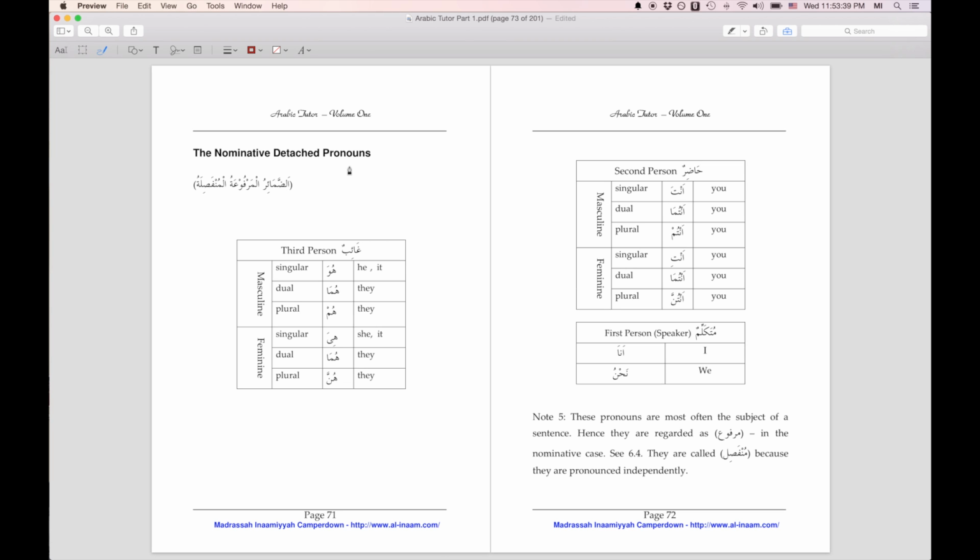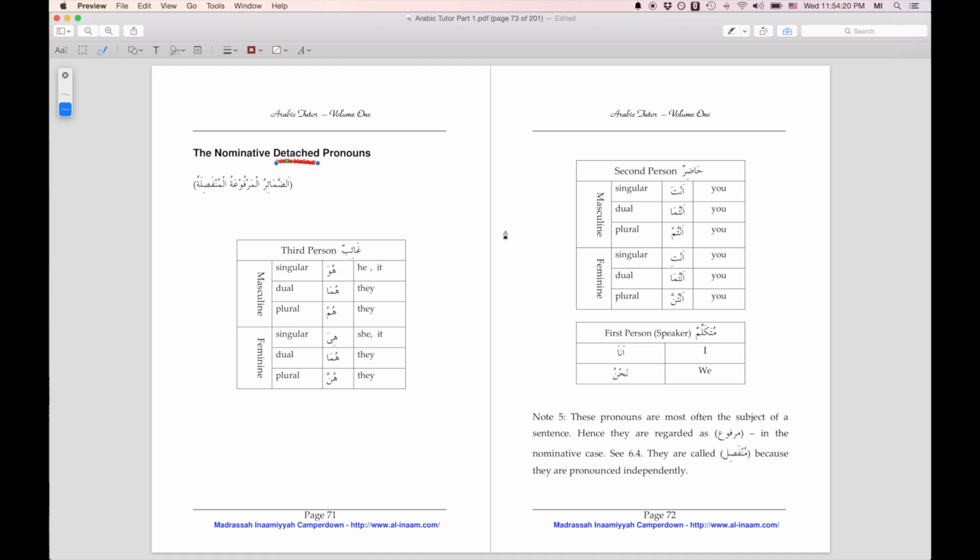The nominative detached pronouns. Usually we call it dameer marfu' munfasil, dameer munfasil, whatever is easy. Detached. Third person ghaib, singular: huwa, huma, hum. Huma is for dual and hum for plural. As it says, detached, they're not attached, meaning they're separate from the word that they're describing.